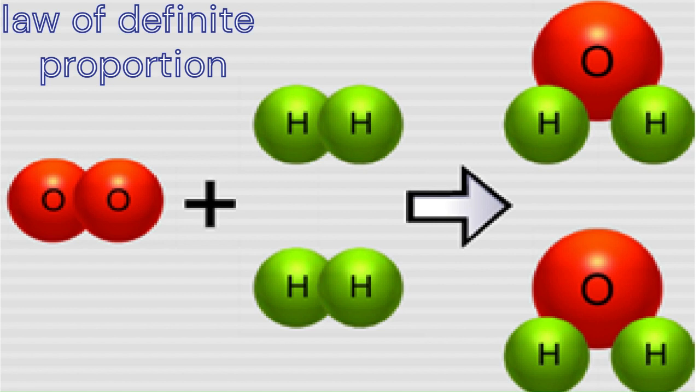For example, water is always made up of 2 hydrogen atoms and 1 oxygen atom. The ratio of hydrogen to oxygen is always 2 to 1 by mass, no matter where the water comes from or how it was produced.